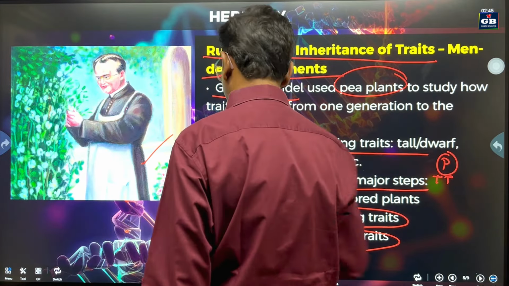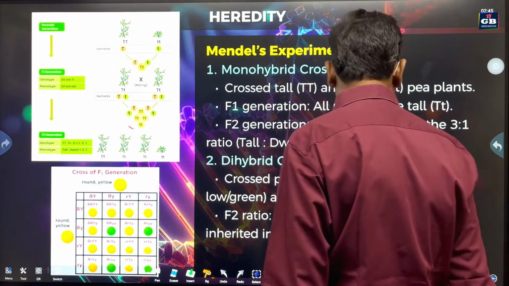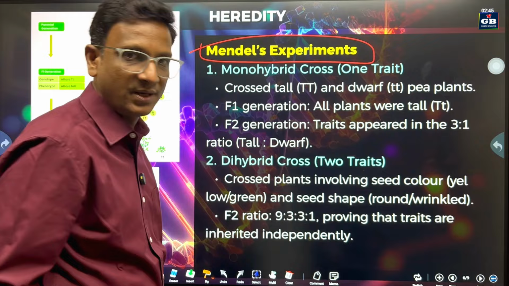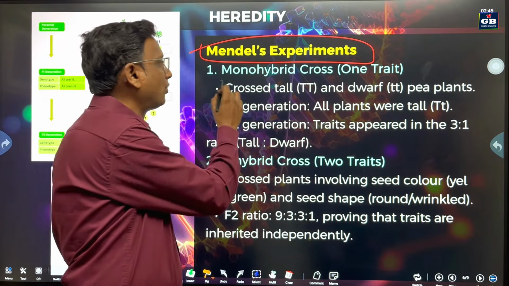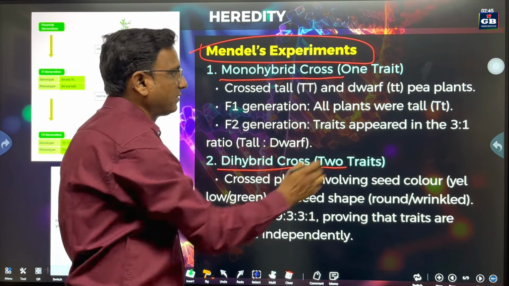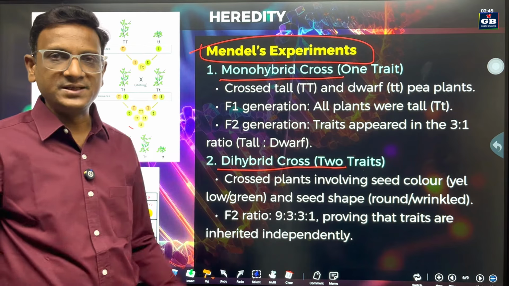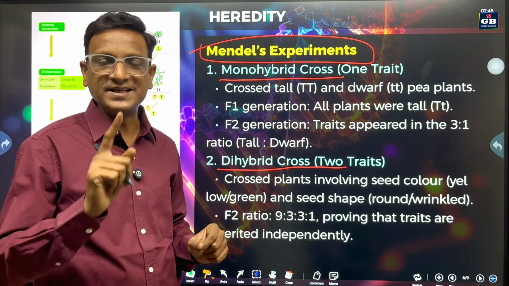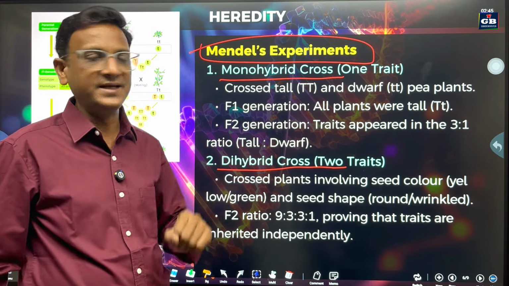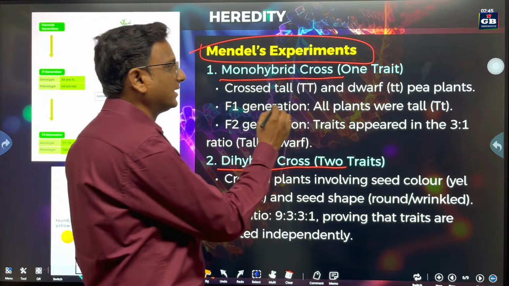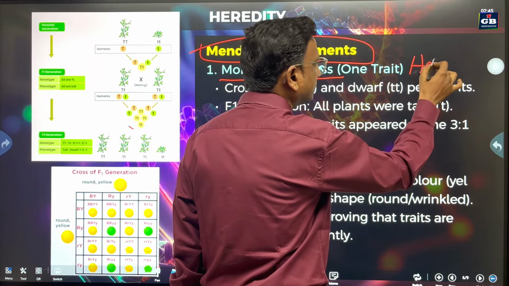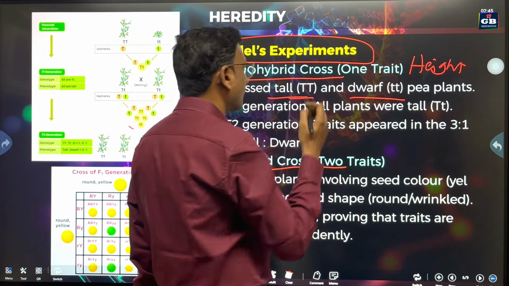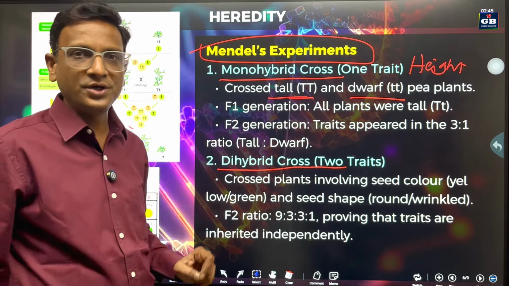Here we can see the picture of Gregor John Mendel. Next we see Mendel's experiment. There are two main experiments we study here: monohybrid cross and dihybrid cross. Monohybrid cross means the crossing between two plants to study one particular trait, how it is inherited. What is the characteristic? Height of the plant, tall and dwarf. He selected one tall pea plant and one short pea plant.